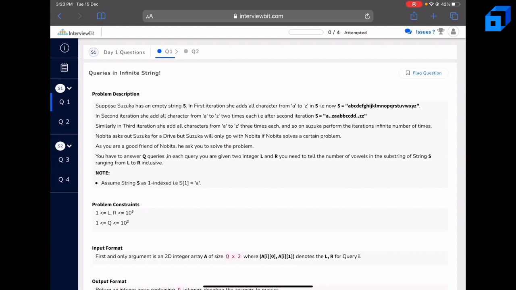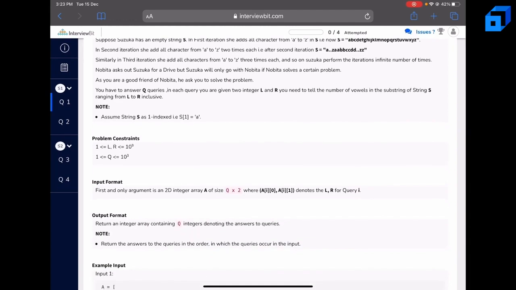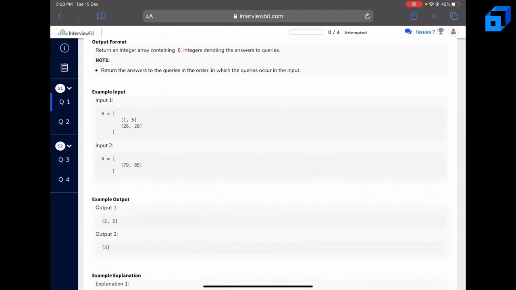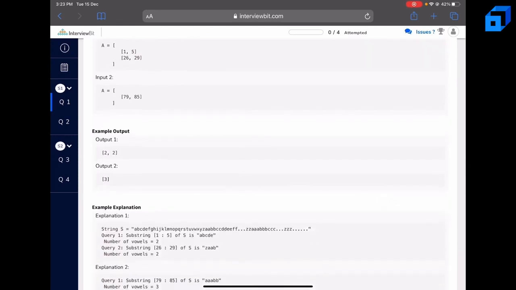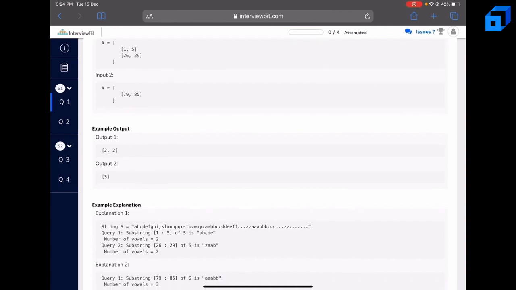Now, you will be given Q queries. In each query, you will be given 2 integers L and R. You need to tell the number of vowels in the substring of S ranging from L to R inclusive, assuming that S is 1 indexed. So for example, let's look at Q equal to 2, with queries 1 5 and 26 29. The first query is 1 to 5. So the string is A, B, C, D and so on up till Z and then A, A, B. So for 1 to 5, we will have A, B, C, D, E. Now the number of vowels is 2, A and E. For the substring 26 to 29, the second query, we get Z, A, A, B. Now the number of vowels will be 2.